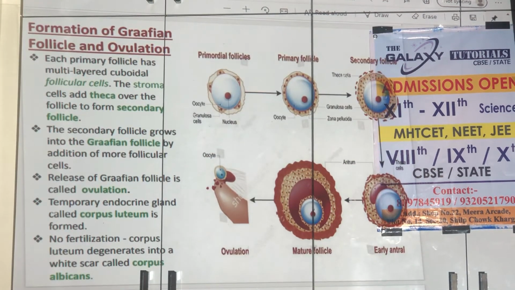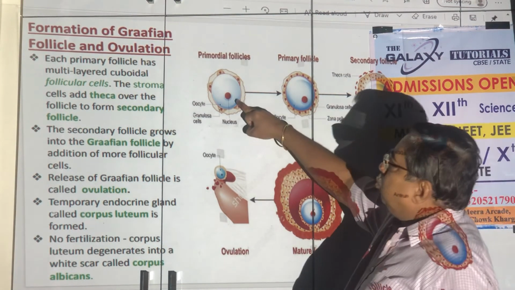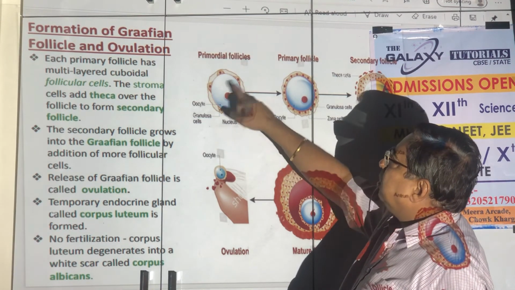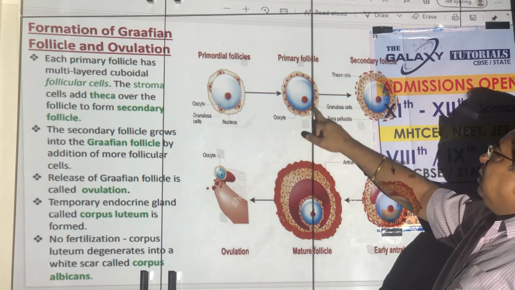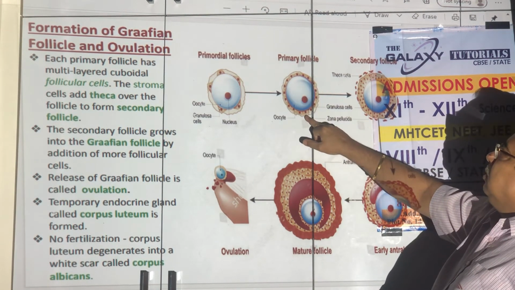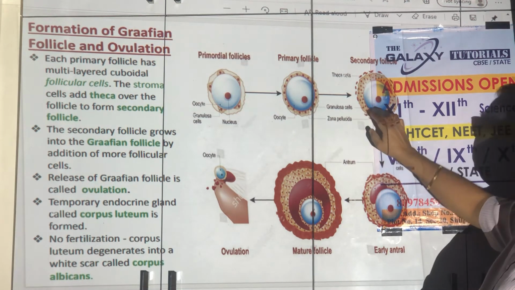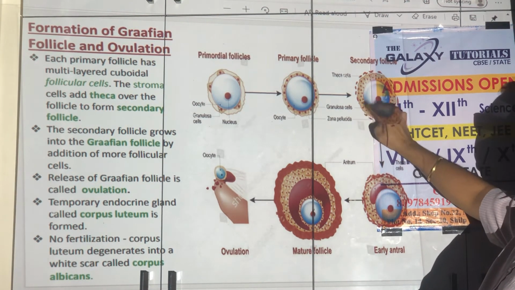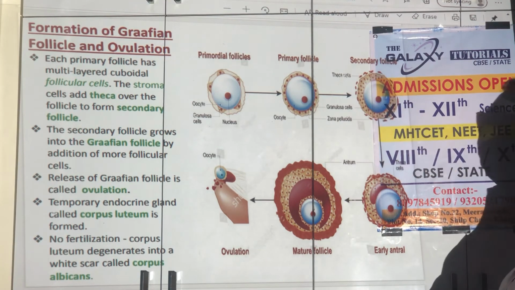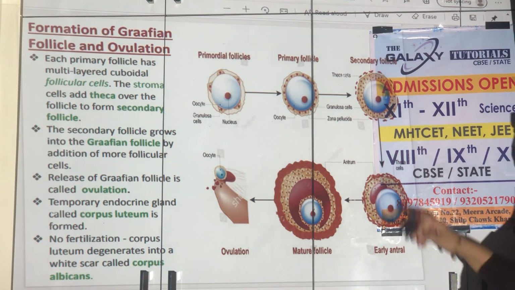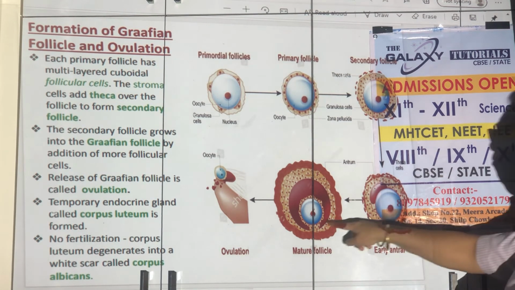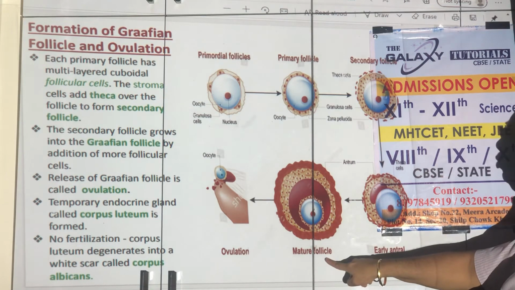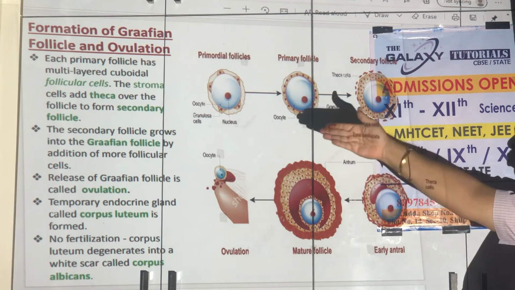Now, how is the graafian follicle formed? We start from the primordial follicle, which shows the nucleus. It's an oocyte with granular cells. Then the primordial follicle becomes a primary follicle, where you can see these become distinct. Then this becomes a secondary follicle. They start forming layers, and now you can see the zona pellucida starts forming outside. Then it will become an early antrum, a small cavity, then a full cavity develops with fluid, a mature follicle, and then it is released. Ovulation, we will look at that also.